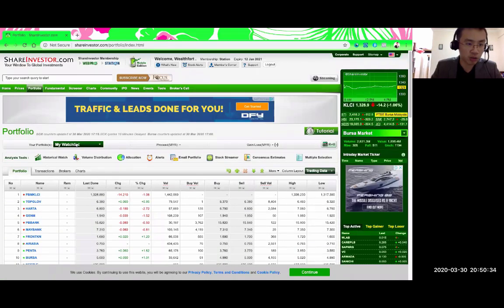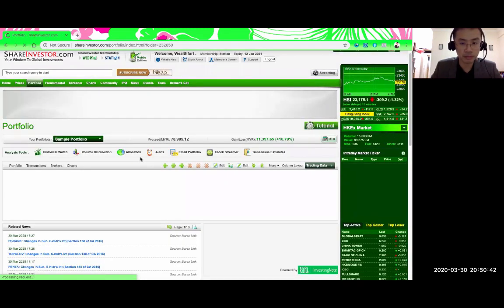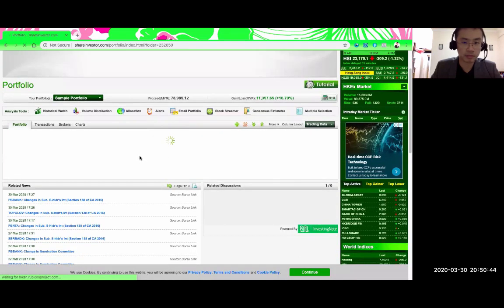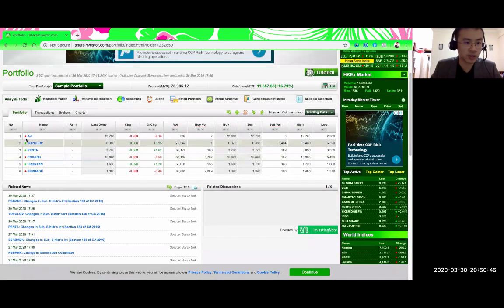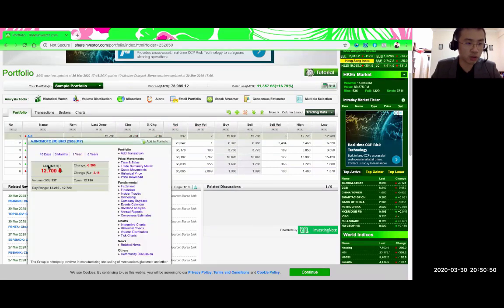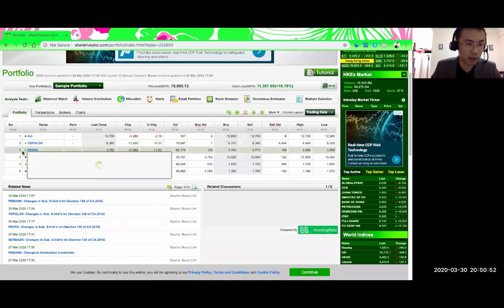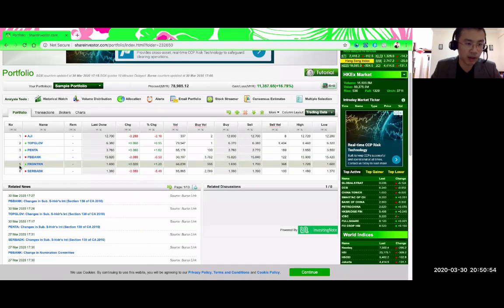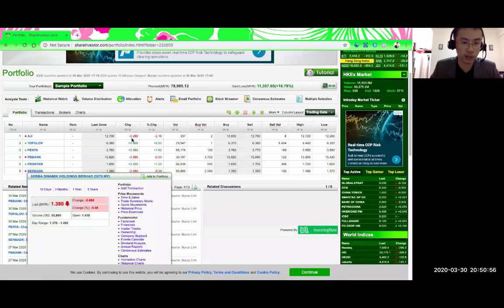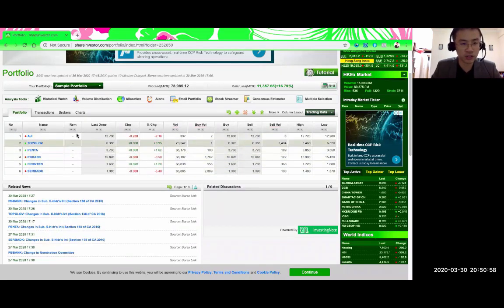So you can create other portfolios. For example, this is a sample portfolio. Your portfolio consists of 6 stocks. We have Ajinomoto, we have Top Glove, we have Pentamaster, we have Public Bank, Frankenstein, we have Serba Dynamic. So this portfolio consists of 6 stocks.